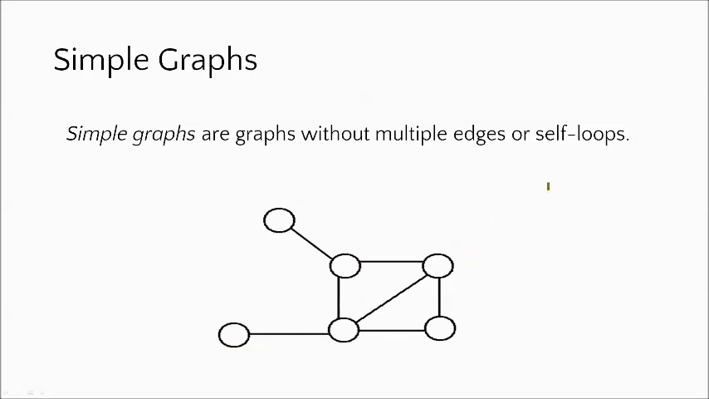So let's try to discuss the different types of graph. Okay, so we have the simple graph. When you say simple graph, simple graphs are graphs without multiple edges or self-loops. Okay?